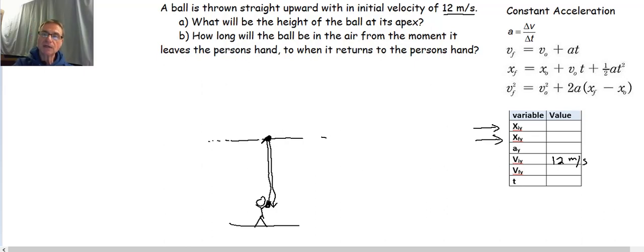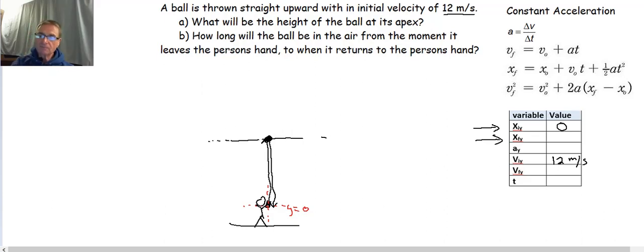Now, as is usually the case, since my ball is leaving from my hands, I take my initial position of the ball to be 0. So x_i in the y direction is 0. I'm trying to find out my final position in the y direction, on the way up, of course. Now, what's going to happen after that ball hits its apex? It's going to come back down, so only momentarily is this the final position of the ball. It's going to come back down to my hand where I initially let it go, but that's a different problem.